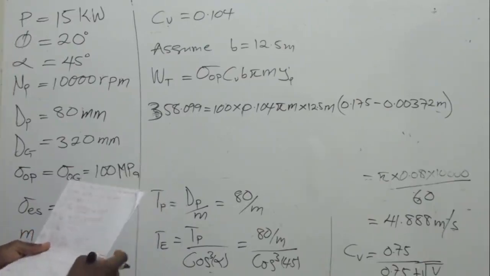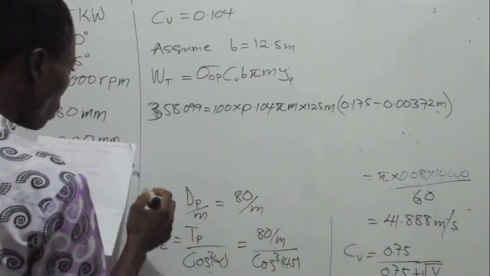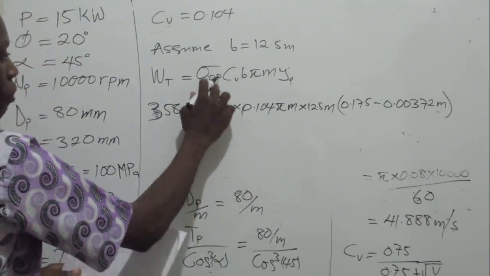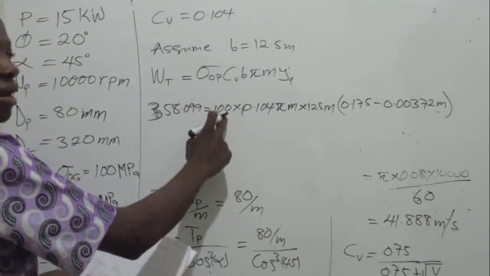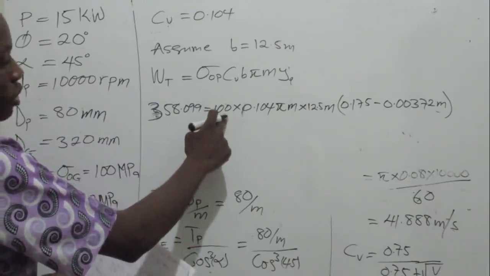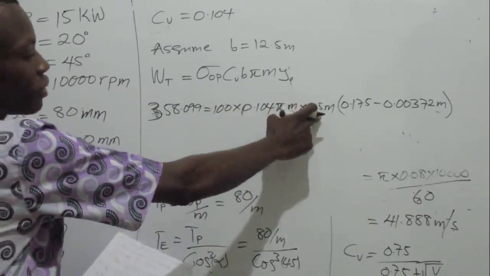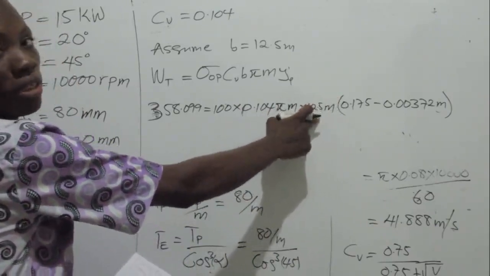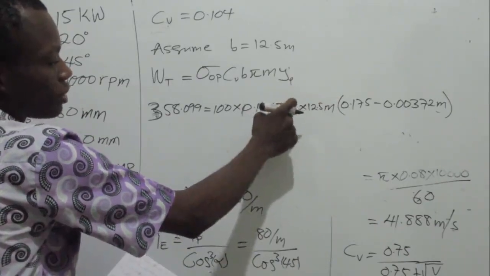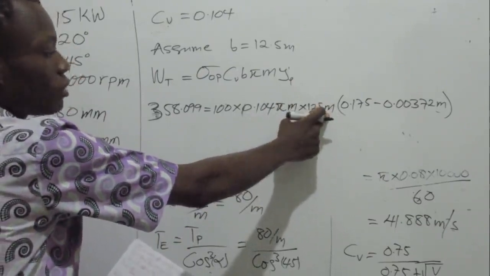Then we simplify this equation here. Before that, you should know here the allowable static stress is in megapascals, but we didn't bring the 10 to the minus 6 because the module here is in millimeters and the face width here is also in millimeters. So when we convert this one and that one, this will give us 10 to the negative 3, this one 10 to the negative 3, and that will be 10 to the negative 6.